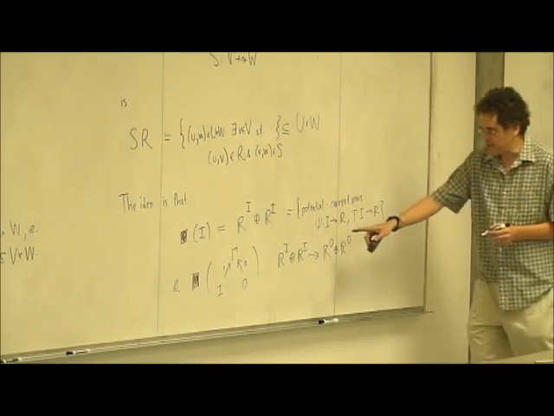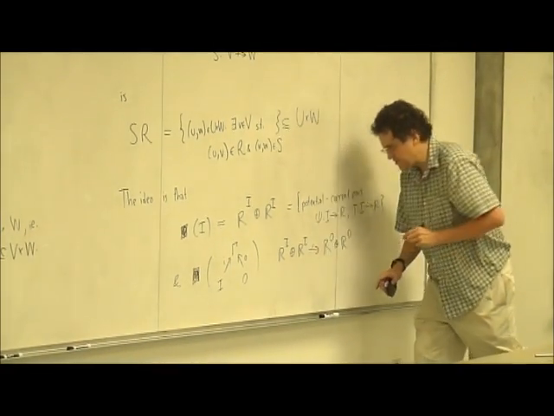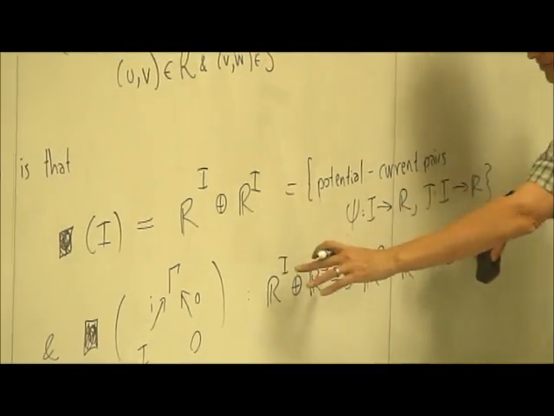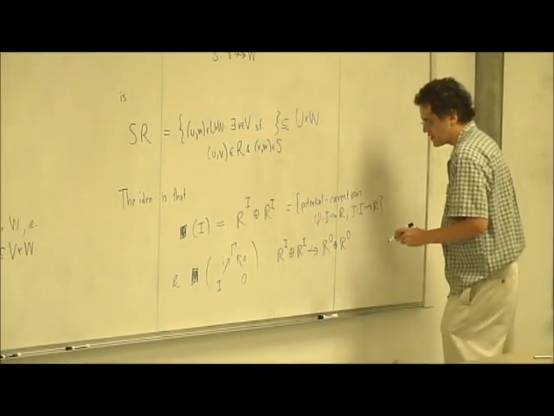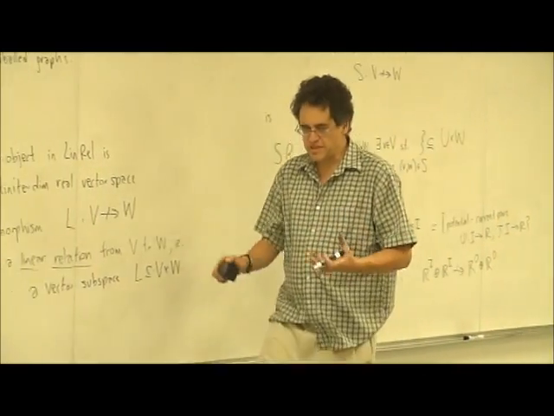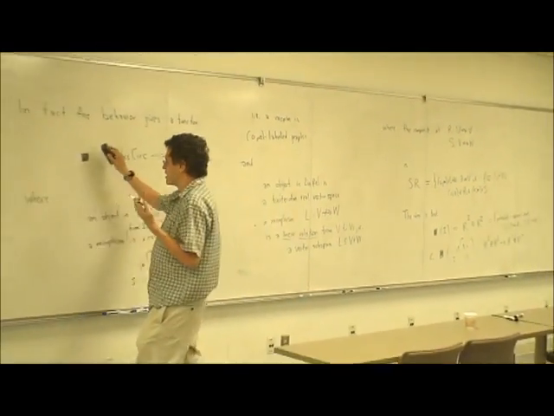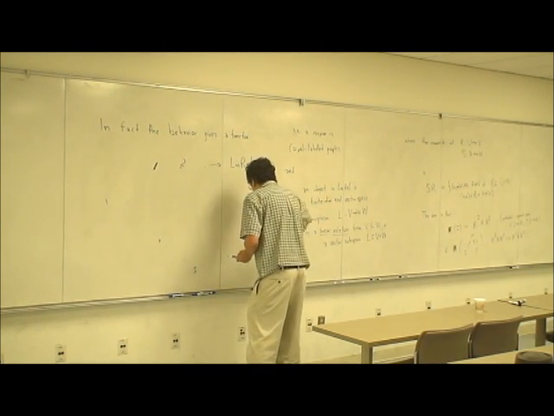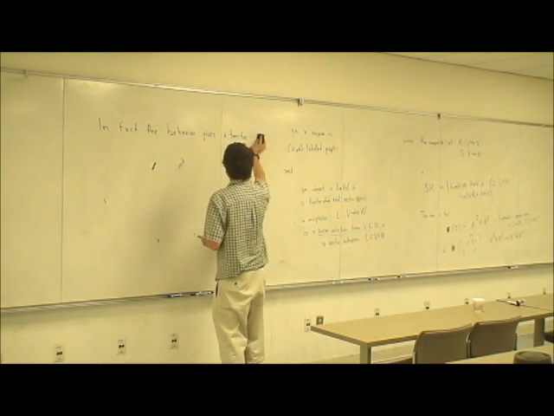And so what does that mean? Whoops, it's not a function, it's a relation. So what does that mean? It means it's a subspace of the sum of all four of these guys. And what is it? It's the subspace of allowed currents and potentials at the inputs and outputs of our circuit.